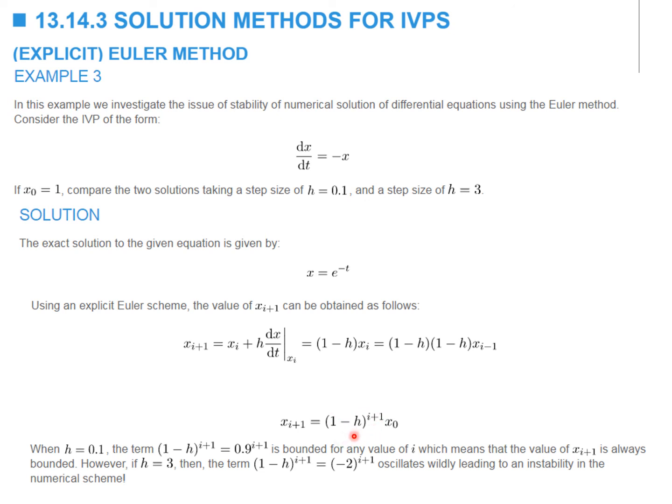Now let's look at this expression, (1 minus h) to the power i+1. If h is a small number, such as 0.1, we'll get 0.9 to the power i+1. This value is bounded, which means every time you increase i, this number will just get smaller and smaller. 0.9 to the power 2, 3, 4. As the power increases, this value will decrease.